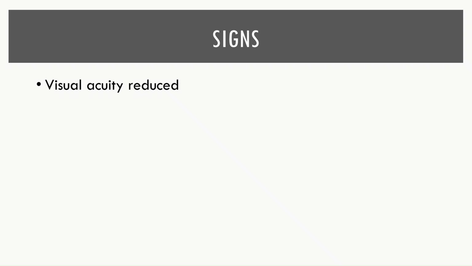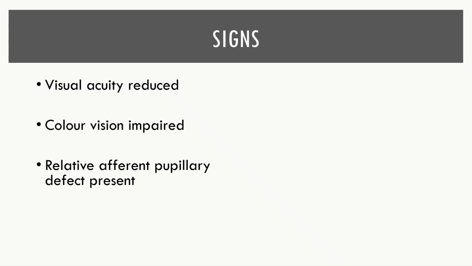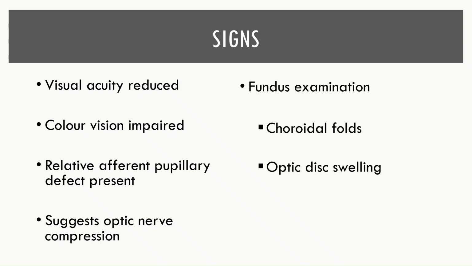Visual acuity is reduced, color vision is impaired, and a relative afferent pupillary defect is present. All these suggest optic nerve compression. Choroidal folds and optic disc swelling may be present on fundus examination.